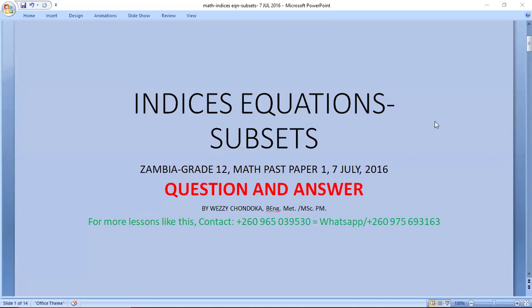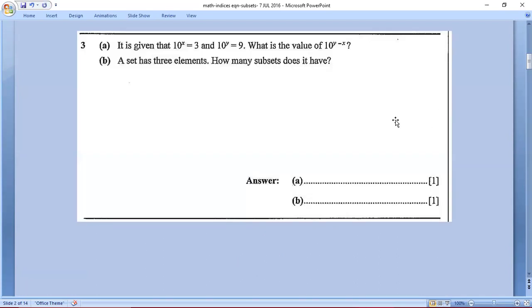Okay, let us get on to the question. Here is the question. This is question number 3 in that paper. The first part, part A, says it is given that 10 to the power x is equal to 3 and 10 to the power y is equal to 9. What is the value of 10 to the power y minus x? That's the question.